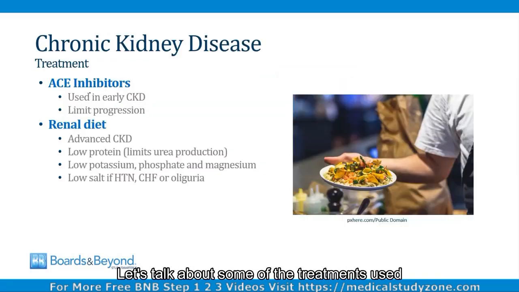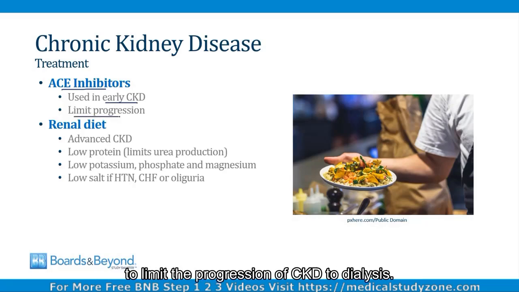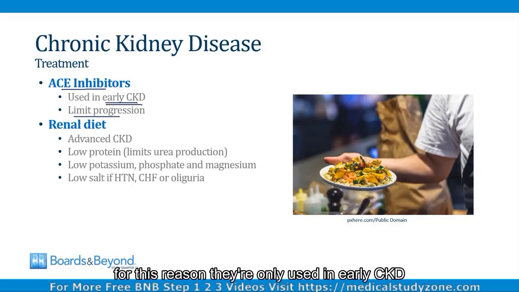Let's talk about some of the treatments used for chronic kidney disease. ACE inhibitors are prescribed in patients who have early CKD, and the reason is because ACE inhibitors have been shown in clinical studies to limit the progression of CKD to dialysis. Now you may know that ACE inhibitors can cause a small rise in the BUN and creatinine. For this reason, they're only used in early CKD when patients do not yet have severe renal disease. Those patients are usually able to tolerate a modest dose of an ACE inhibitor.